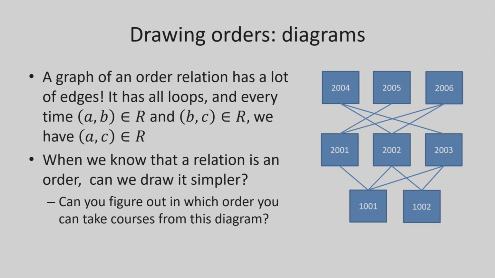And second, it's transitive. Every time we draw an edge from A to B and an edge from B to C, we have to also put an edge from A to C. But we know it's there. Is there any way to draw it simpler?